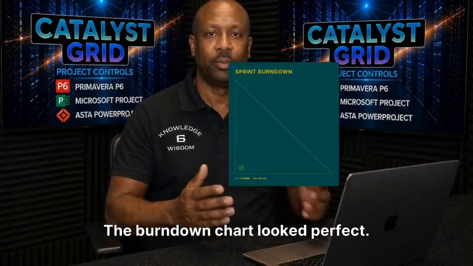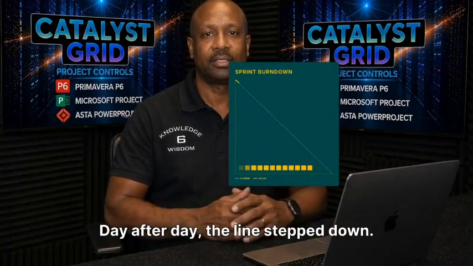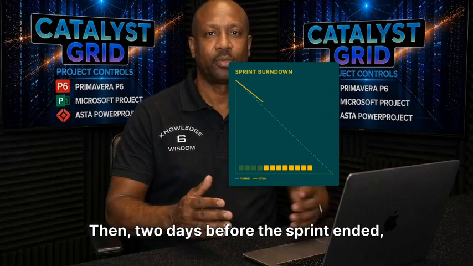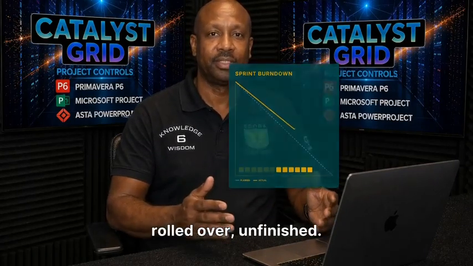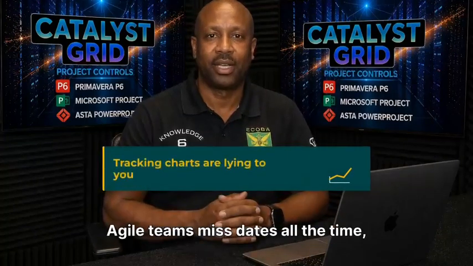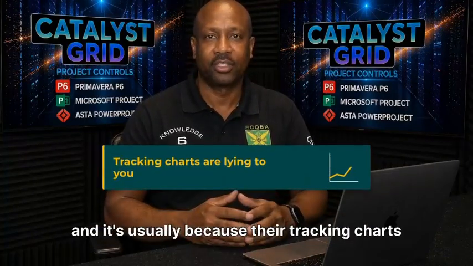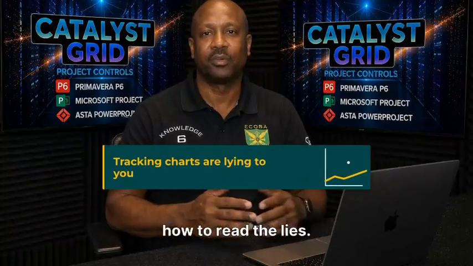The burndown chart looked perfect. Day after day, the line stepped down. Then 2 days before the sprint ended, it flatlined. On the final day, half the work rolled over, unfinished. Agile teams miss dates all the time, and it's usually because their tracking charts are lying to them and nobody knows how to read the lies.